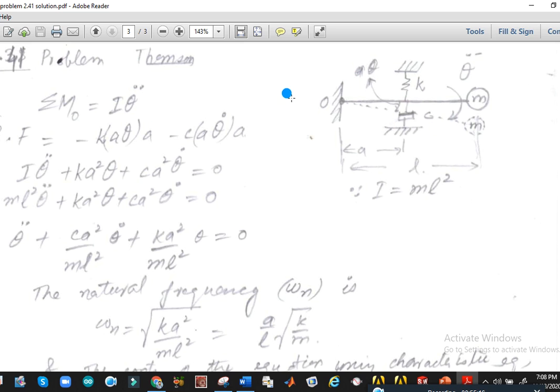Okay, so taking the sum of all moments about the pivot point, that is O, it will equal I theta double dot, or I into alpha. Alpha means angular acceleration, I means moment of inertia. Now taking the sum of all moments about the pivot point, we have two kinds of forces: the restoring force for the spring element and the restoring force for the damping element. So we put the values for the stiffness element force and damping element force and take the moment.